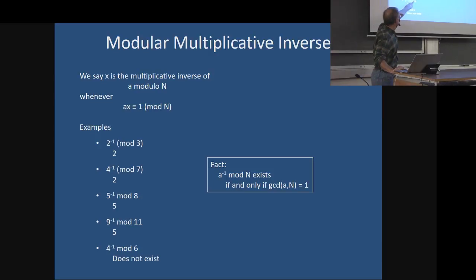The GCD of 9 and 11 was 1, 5 and 8, 1, 4 and 7, 1, 2 and 3, 1. So those inverses existed. So you have to be relatively prime? Is that what it's saying? Yeah, relatively prime. Okay. 4 and 6 are not relatively prime. They have a factor of 2 in common.